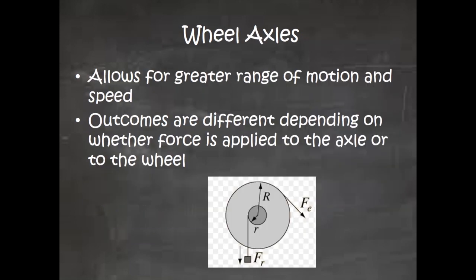Now let's look briefly at wheel axles. Wheel axles are less common than levers in the body, but they allow for greater range of motion and speed. The outcomes are different depending on whether the force is applied to the axle or the wheel. Can you think of an example of a wheel axle in the body?